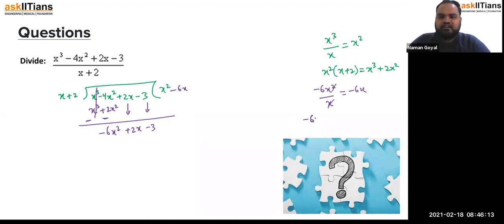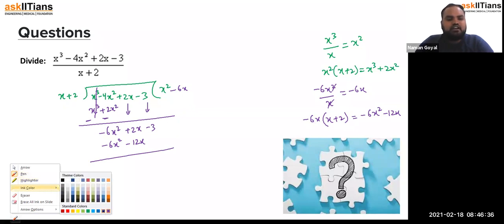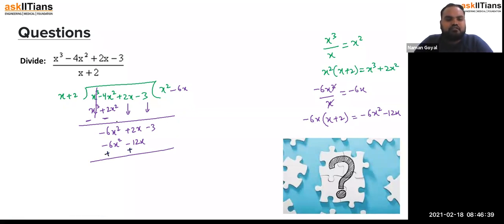Now minus 6x is going to be multiplied with x plus 2. So it will give minus 6x square minus 12x, right? Now again we have to subtract them, and if we subtract them, the sign will change. So this becomes plus, this becomes plus, it will be cancelled out. Now plus 12x and plus 2x, how much do we get? 14x, right? Minus 3. Now we have to divide 14x by x.